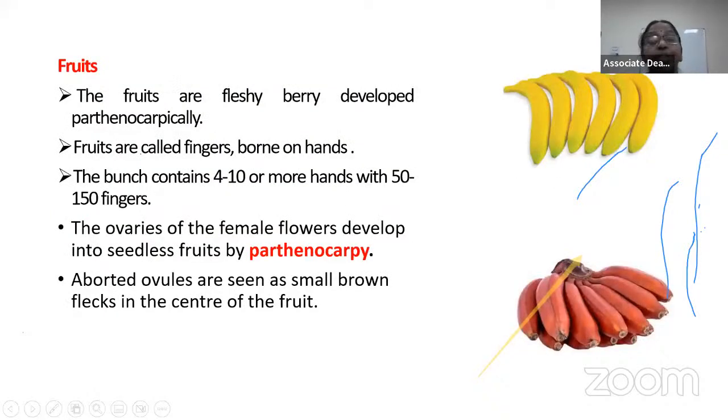And then coming to the fruits, it is a berry, commonly termed botanically as a fleshy berry, which develops parthenocarpically. These fruits are called fingers, which are borne on hands. Generally, a bunch contains 4 to 10 or more hands with 50 to 150 fingers in total. The ovaries of the female flowers develop into seedless fruits by parthenocarpy, and the aborted ovules are seen as small brown sacs in the center of the fruit.